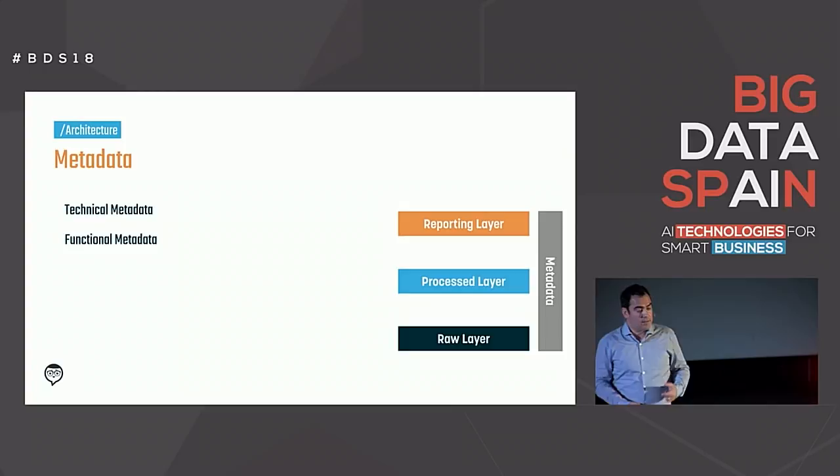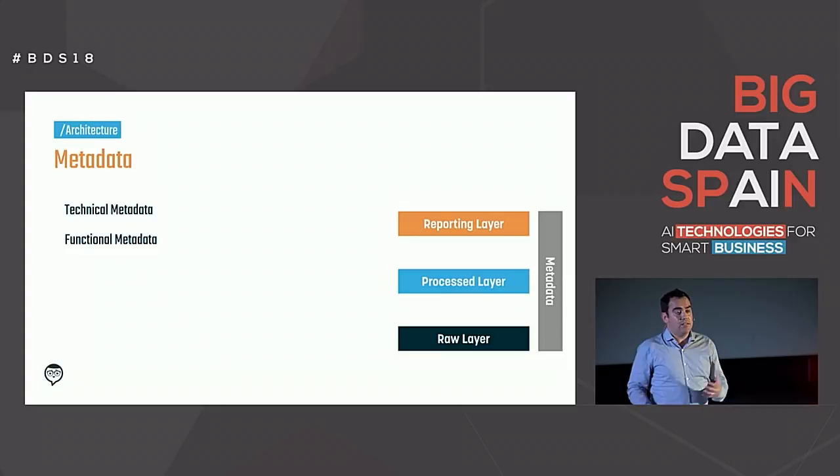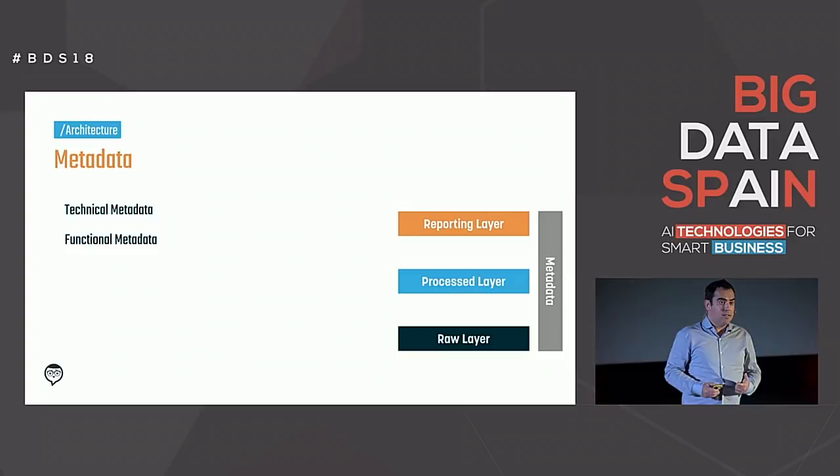And the technical metadata is generated at the raw layer. Once the data comes in, it should come in with as much technical metadata as needed. Where is it coming from? What's the name in the source system? Where is it being stored? What's the name, whatever is being stored, and so on.